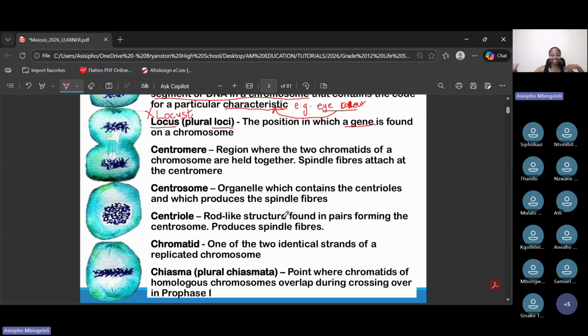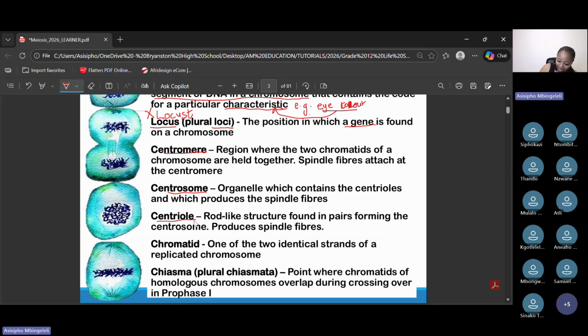Oh, the words look and sound the same here. So that's why I say terminology is quite important. Centromere, then we have centrosome, then we have centrioli. Now, centromere is a region whereby the two chromatids of a replicated chromosome are joined together.